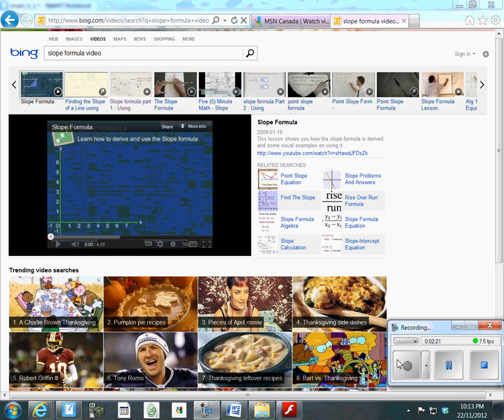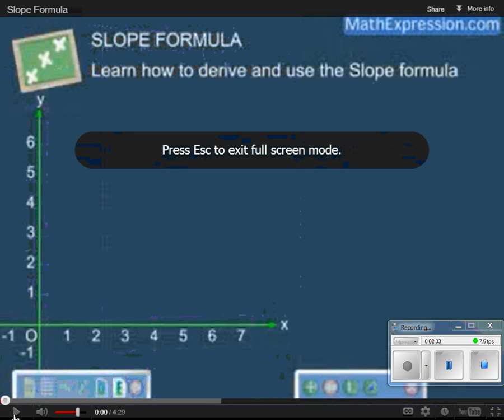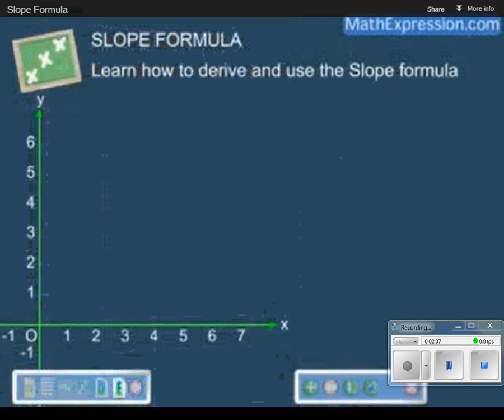Okay, now I'm going to show you a little video on the deriving of the slope formula. Make sure that you get this proof down. Here goes nothing. A little tough to hear, but we'll give it our best shot.